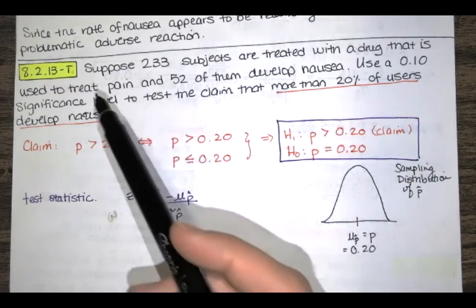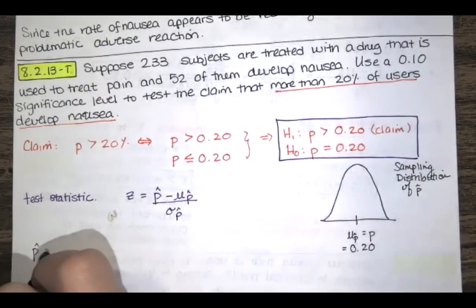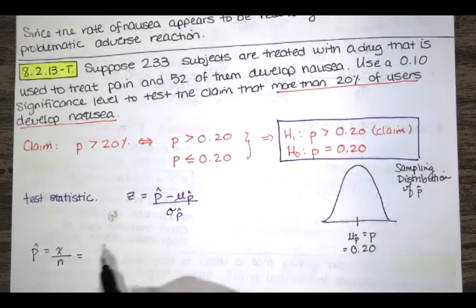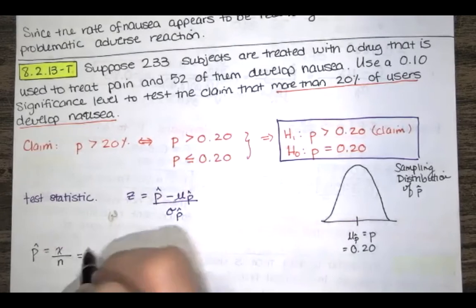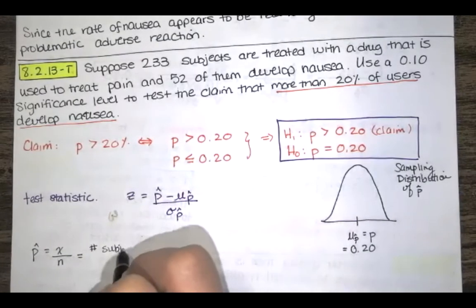Well, in order to do that, first we need to find p hat. P hat is the number of successes in n trials. And we're calling a success nausea. So you can see this is the number of subjects that experience nausea.